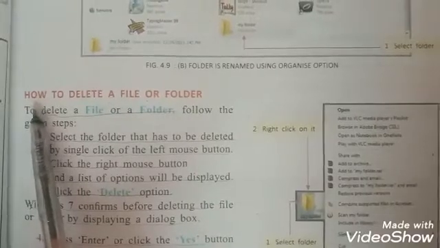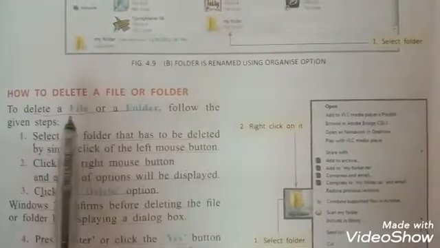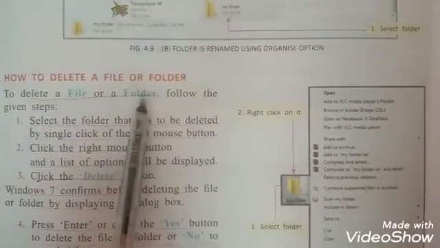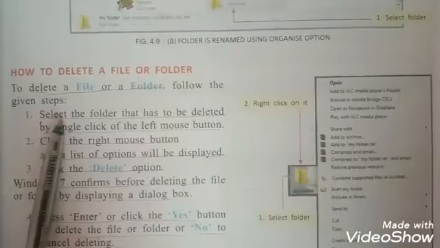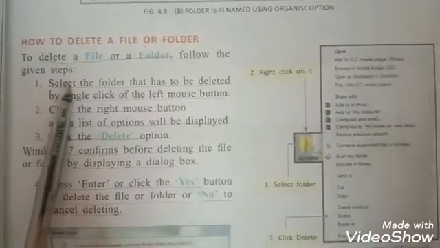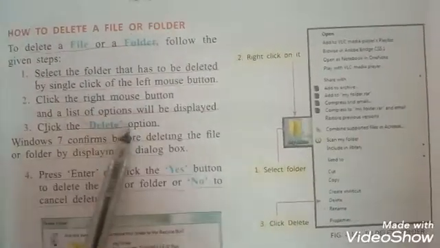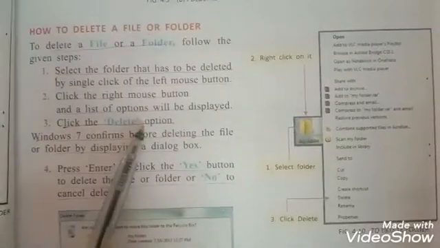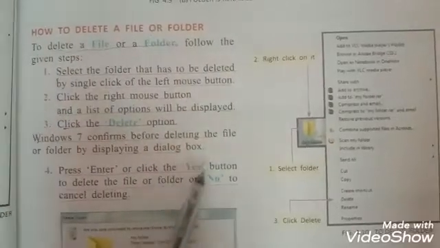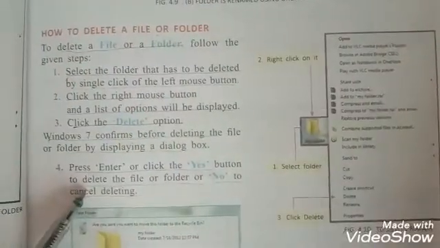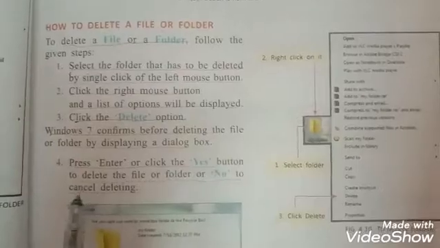Our next topic is how to delete a file or folder. For the given step, first step is select the file or folder which you want to delete. After this, right click by the mouse. A list of options appears. Click the delete from the menu. A dialog box appears. Press enter if you want to delete the folder, or press no if you want to cancel the selected folder.